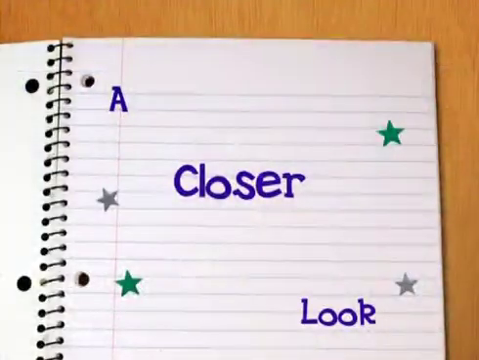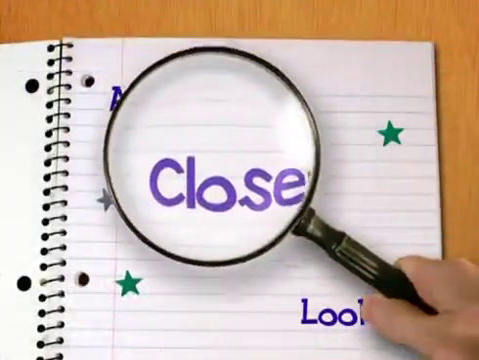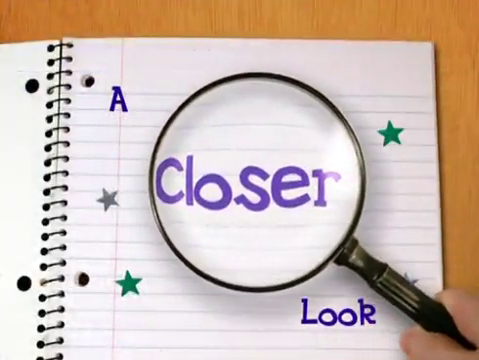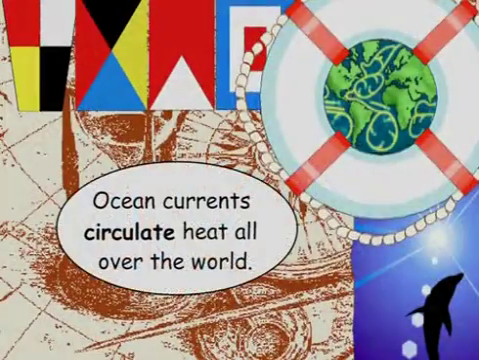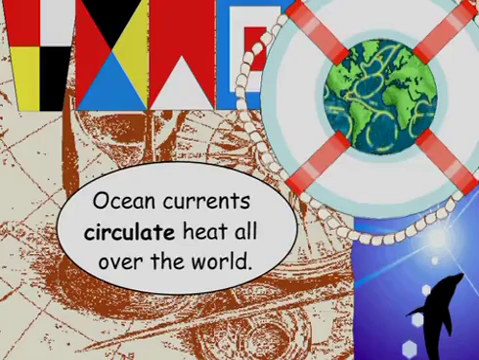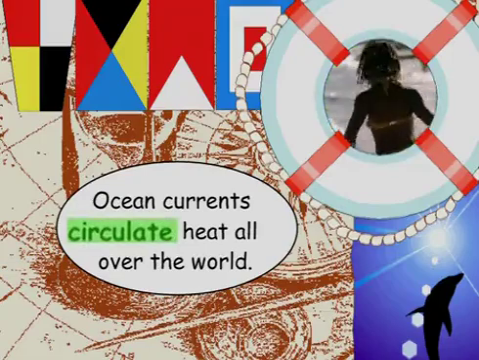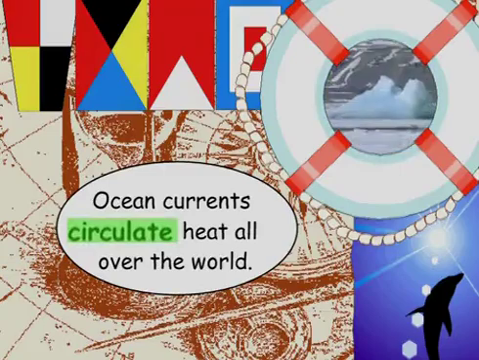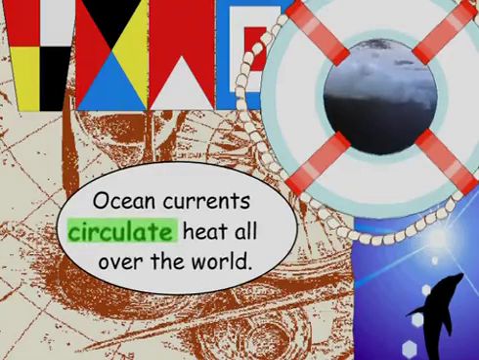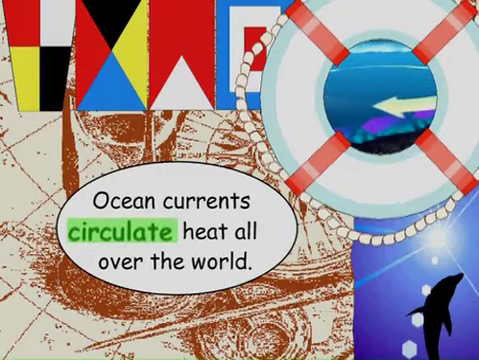Let's take a closer look at some sentences about oceans to see how to use context clues to figure out word meanings. Read the following sentence. How can we use context clues to figure out what the highlighted word means? Ocean currents circulate heat all over the world. If you don't know what the word circulate means, what other words in the sentence might help you figure it out?